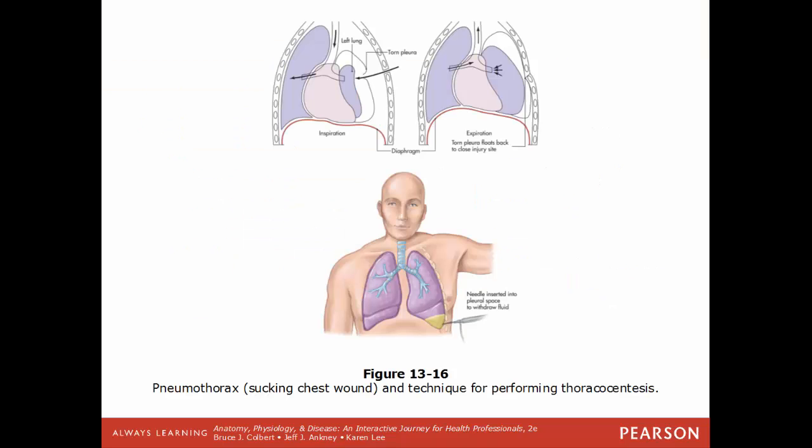On this image here, on top we have a pneumothorax, also known as a sucking chest wound. Here you have the torn pleura, and the left lung has been deformed due to that, especially during inspiration. When the person exhales, or expires, the torn pleura will go back to the injury site to close it off. In the image down here, you have an example of pleural effusion, and the fluid is draining to the lowest point due to gravity. So the needle will be put inside here to withdraw that fluid, a procedure called thoracentesis.